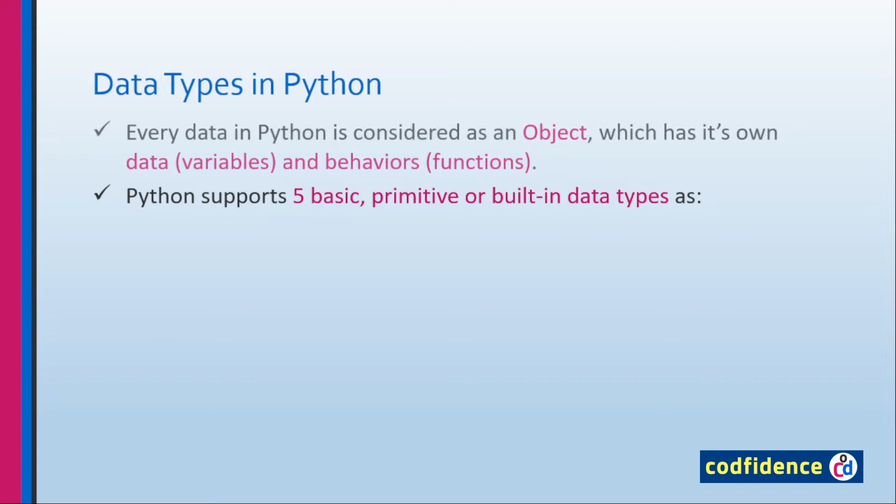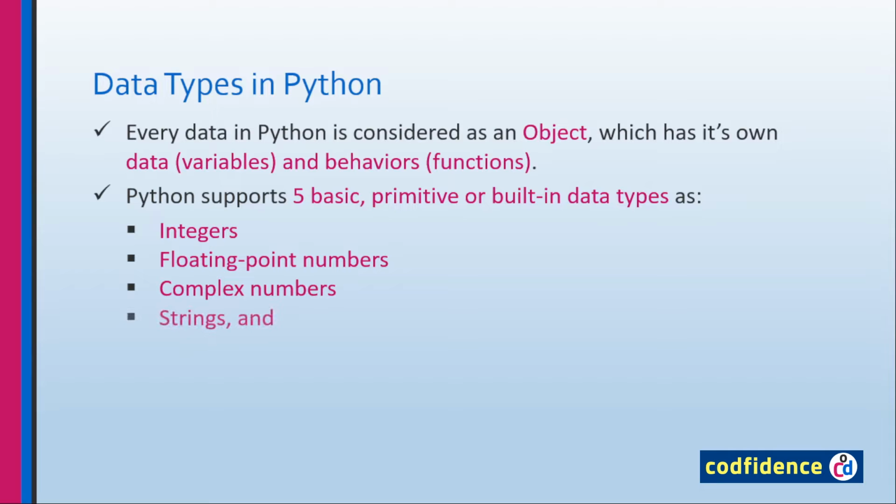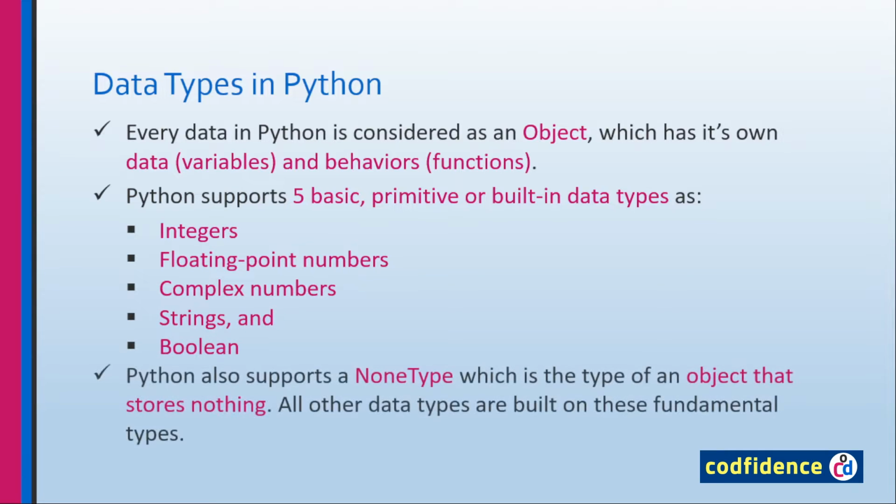Every data in Python is considered as an object which has its own data and behaviors. Python supports 5 basic primitive or built-in data types as integers, floating point numbers, complex numbers, strings, and boolean. Python also supports a none type, which is the type of an object that stores nothing. All other data types are built on these fundamental types.